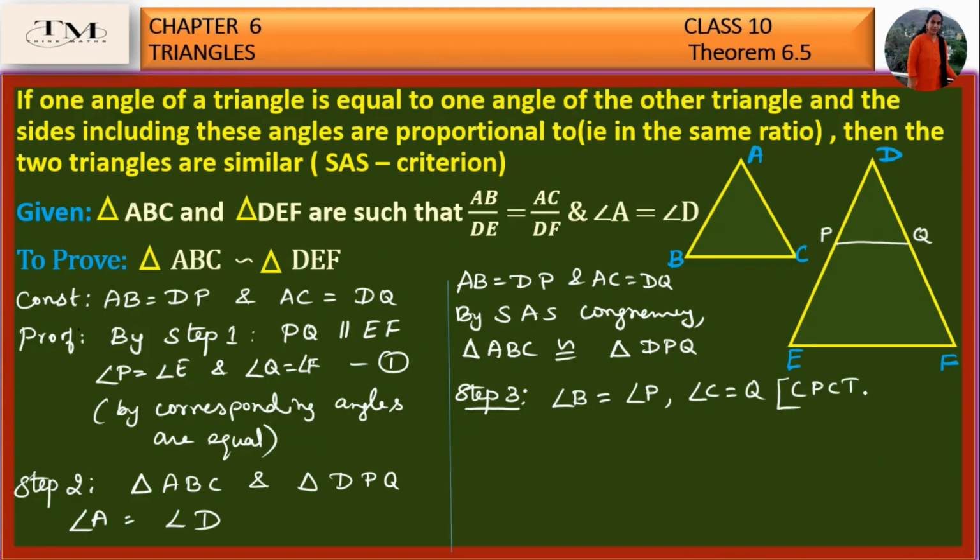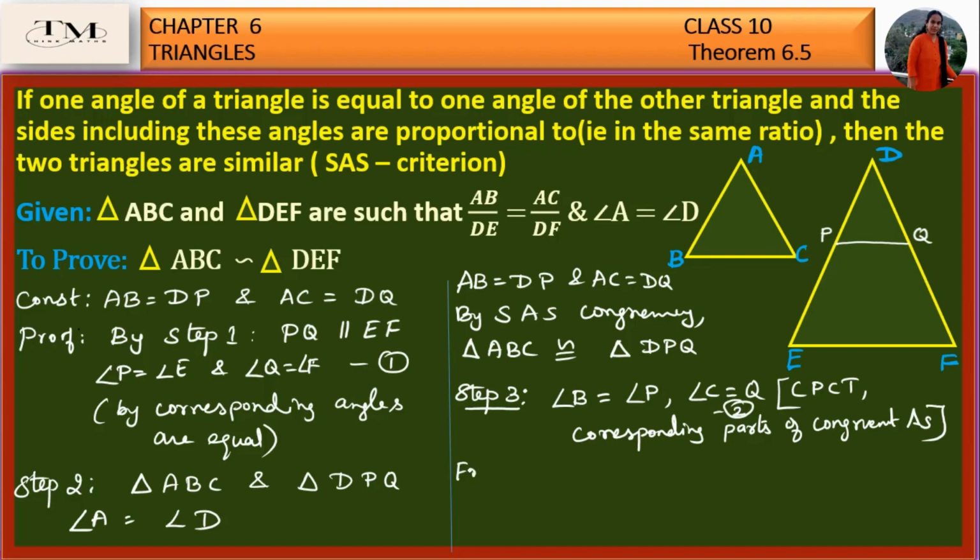So what is CPCT? Corresponding parts of congruent triangles. Okay. So this is CPCT. So corresponding parts of congruent triangles will be equal. So we got this. Angle B is equal to angle P. Angle C is equal to angle Q. So let us assume this as 2.